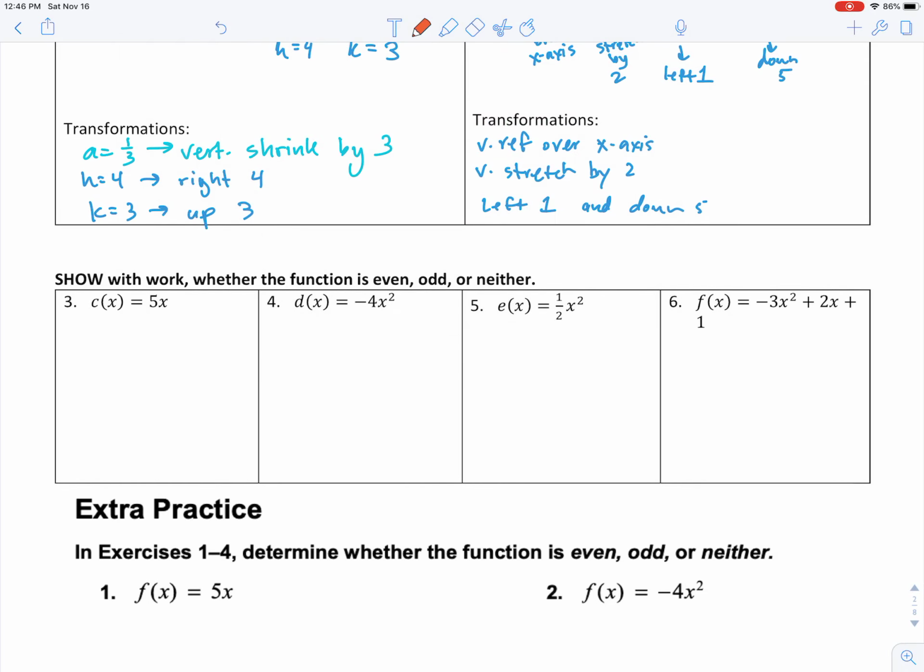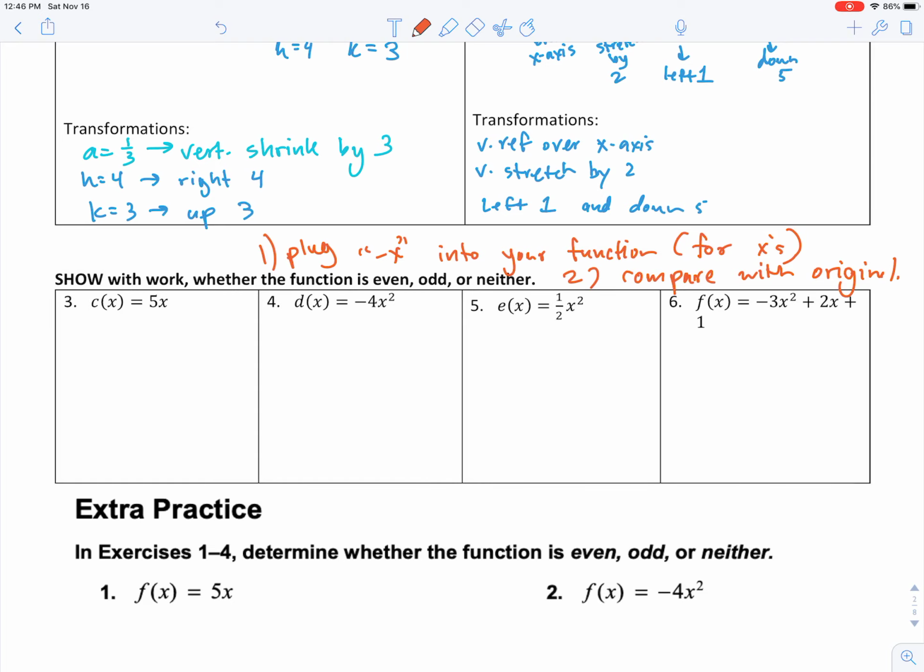are, let me silence my phone. Plug -x into your function. And that's for your x's. Okay, that's your first thing, all right? And then we're going to compare. Compare with the original. And then there's a little bit more. I'll kind of show you because I don't quite have the room there.